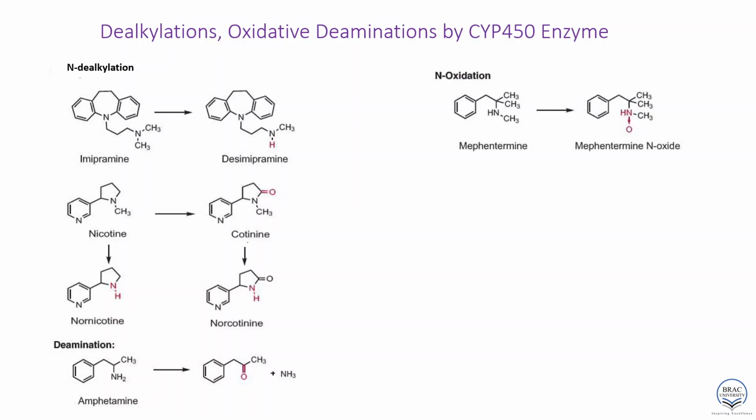So the next example is N-oxidation. So the oxidation will occur at the nitrogen. The drug mephentermine is oxidized at this position, this nitrogen position, you can see.